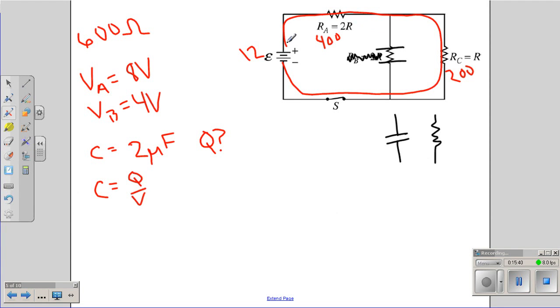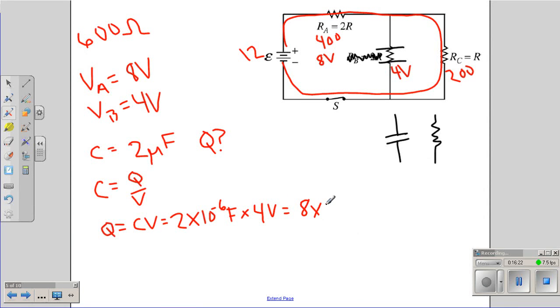Well, as I was saying, when we're taking our walk around the circuit, when we cross over RA, we have a potential drop of 8 volts. We're going to drop 4 more across these things that are in parallel. So that means across this capacitor, we have 4 volts. Splendid. Now we can find Q. Q equals C times V, which equals 2 times 10 to the minus 6 farads times 4 volts, which gives us 8 times 10 to the minus 6 coulombs, also known as 8 microcoulombs.